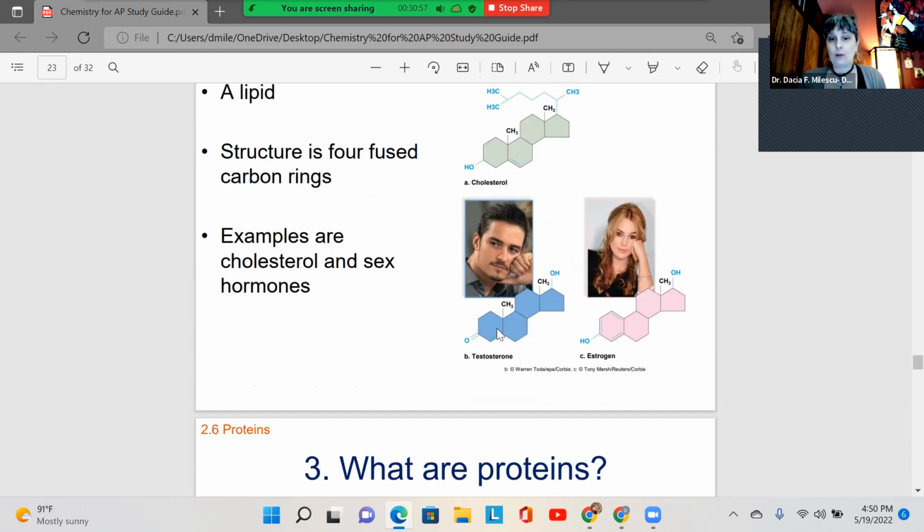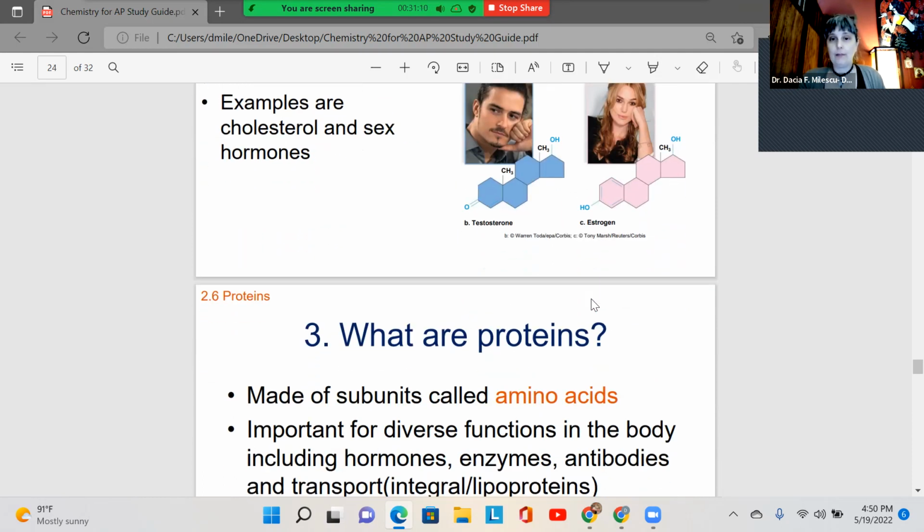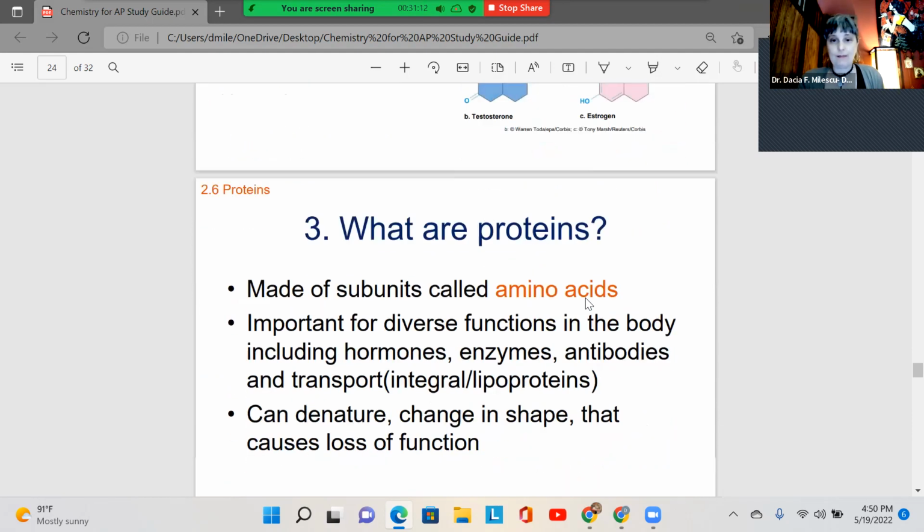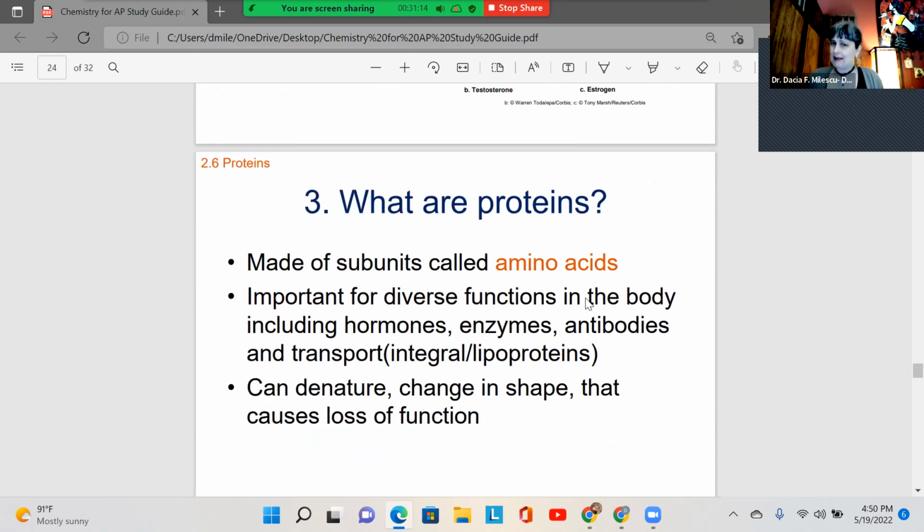And examples of that: 1, 2, 3, 4, 1, 2, 3, 4. But look, estrogen has a different variation on its tail here versus testosterone. And just that variation in a molecule makes us look different. How amazing. It makes us male versus female. And yes, men have estrogen and women have testosterone. It's just in a different balance, right?